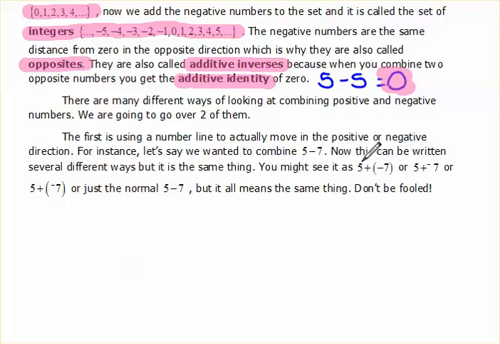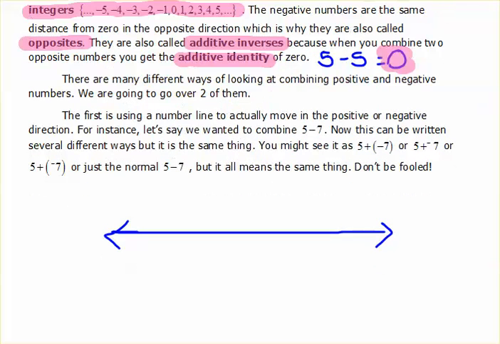Now, you might see it as 5 plus a -7, or especially in this textbook, they're going to use 5 plus and then the little raised -7, or 5 plus and then parentheses the -7, or just the normal 5 minus 7. These all mean the exact same thing, so I don't want you to get confused or fooled by it. But what we're going to do is look at this as a number line. So for instance, let's say that I wanted to do 5 minus 7. Well, let's put 0 right here.